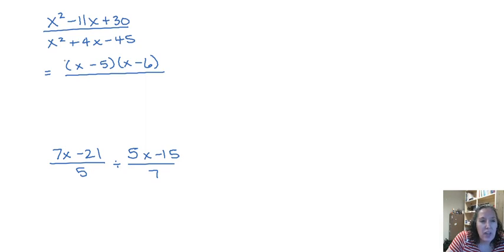In the denominator, we have x squared plus 4x minus 45. The factors of negative 45 that add to 4. The minus sign tells us their signs are going to be different, and the bigger one is going to be positive. And so the numbers we're looking at here are going to be 9 and 5. So positive 9, negative 5.